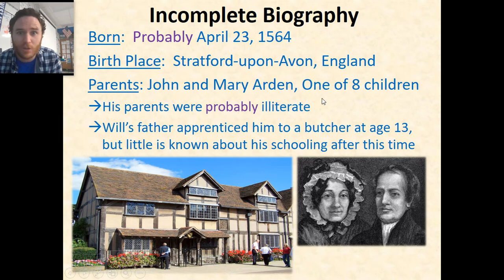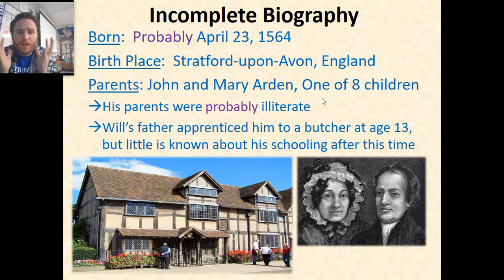We know many famous authors we've studied came from a household with many different siblings, competing for attention, using their creativity to outwit their siblings. Will's father apprenticed him to be a butcher at age 13. But little is known about his schooling after his time. Clearly, as a young man, Mr. Will Shakespeare must have worked in many different avenues, disciplines, careers, because he knows so much about all of them and he can write so many different kinds of characters.